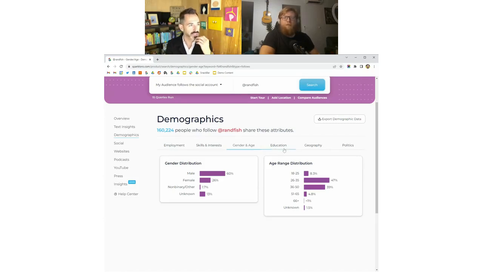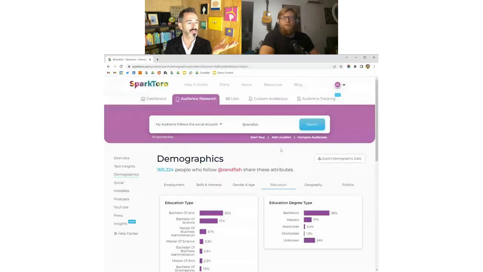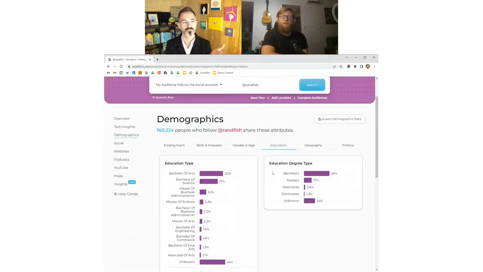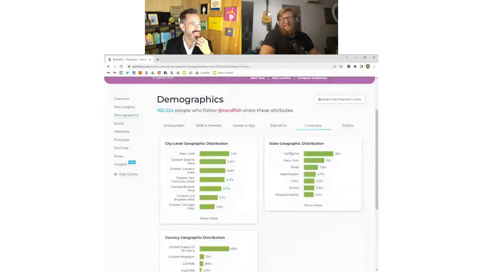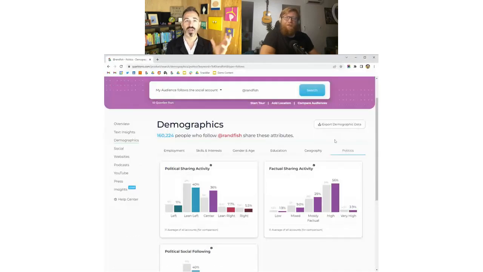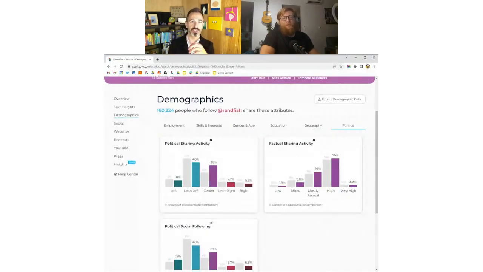And then you can see education levels, right? So my audience has lots of college graduates, but not a ton of advanced degrees. I was looking at radiologists earlier, and they're all masters and doctorates, right? And you can see geography, you could see politics. So if you were trying to figure out whether certain types of messaging might work well, and what they follow, that sort of thing.